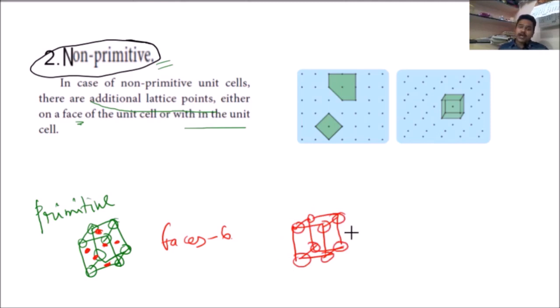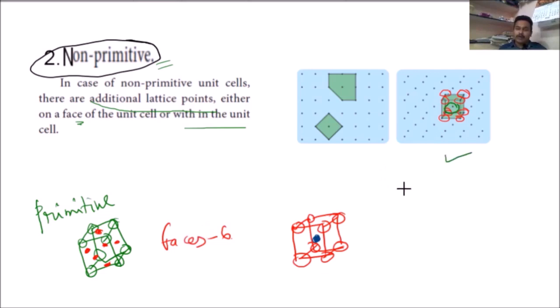In addition to this corner lattice point, additionally at the center of the cube there is one more. Observe what I am saying here. 1, 2, 3, 4, 5, 6, 7, 8. 8 are there, this is primitive. In addition to that, at the center, one more is there. This is called a non-primitive.